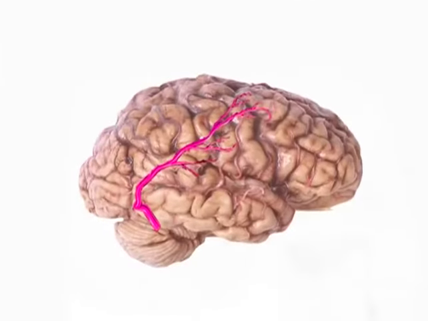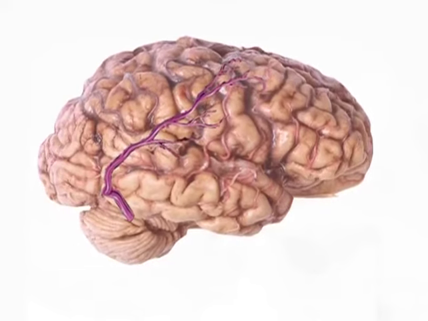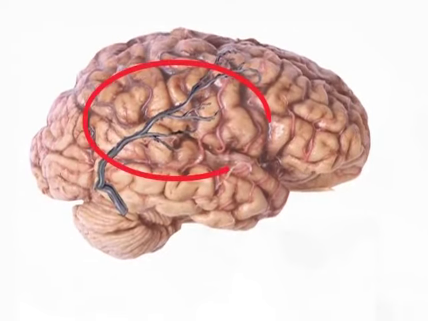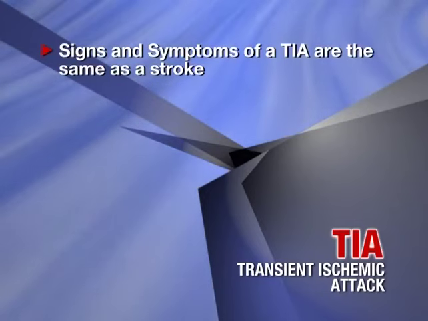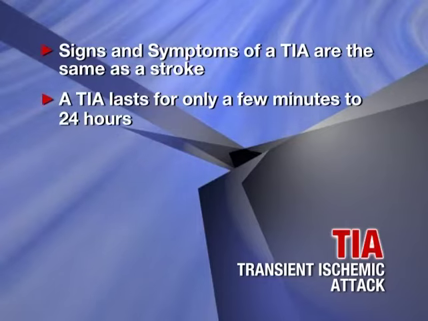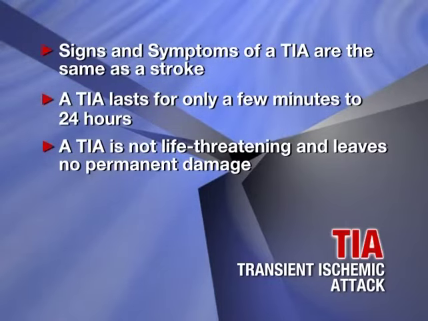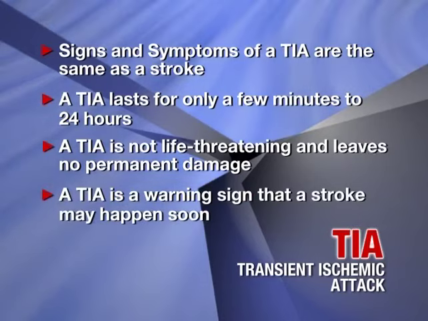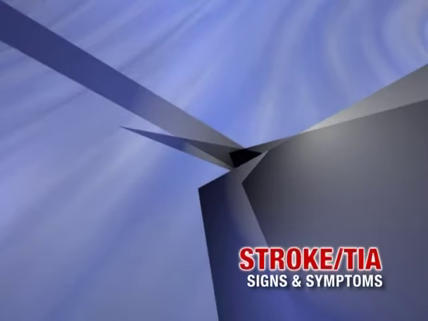A transient ischemic attack, TIA, is a condition that is caused by reduced blood supply to a particular part of the brain. Signs and symptoms of a TIA are the same as a stroke, but a TIA may only last for a few minutes to 24 hours. A TIA leaves no permanent damage and is not life-threatening, but it is a warning sign that a stroke may happen soon. Signs and symptoms of a stroke and TIA.